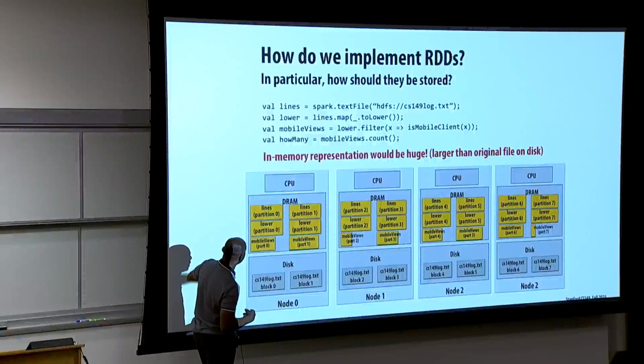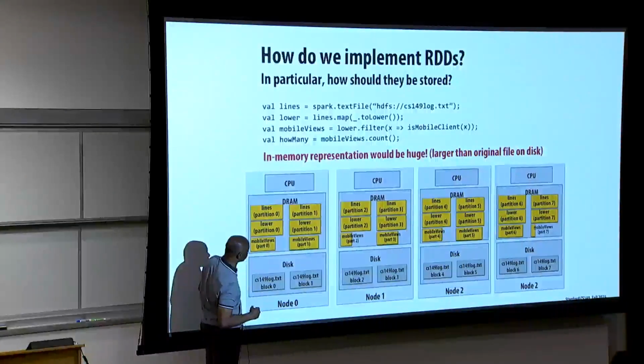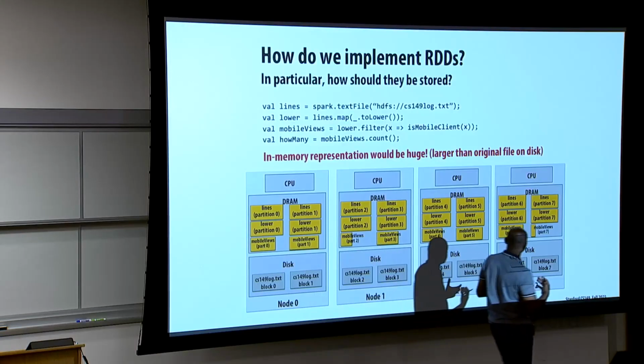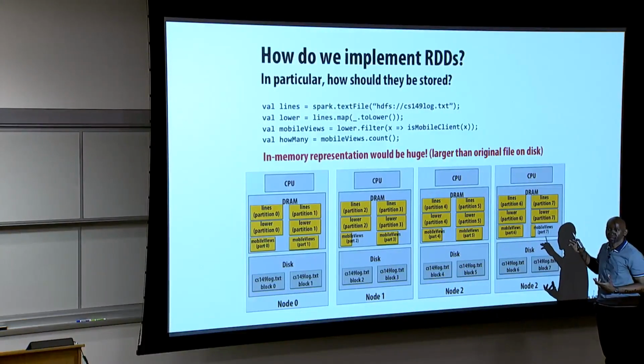So the lines partition is used to create the lower partition, which is used to create the mobile views partition, right? So one way would be, we could think of these as arrays that get duplicated in memory, right? But that would lead to a lot of memory use, right?